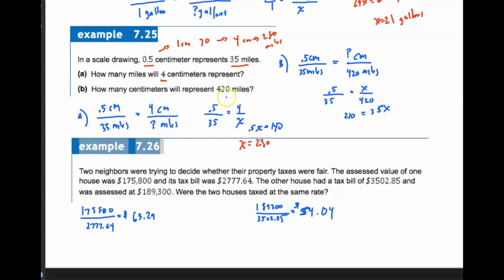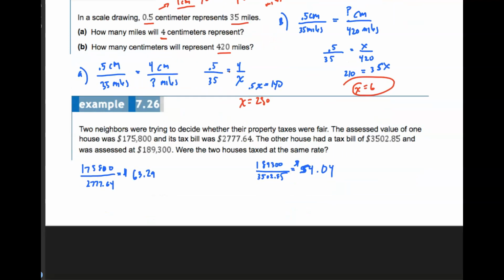How many centimeters represent 420 miles? And again, using the setup, you end up with this cross multiplication. And then you end up having to divide that by 210 divided by 5. So it would be 6 centimeters would get you that. But again, once we knew that it was 1 centimeter is 70 miles, we could have kind of figured that out in some other way, potentially proportional thinking.